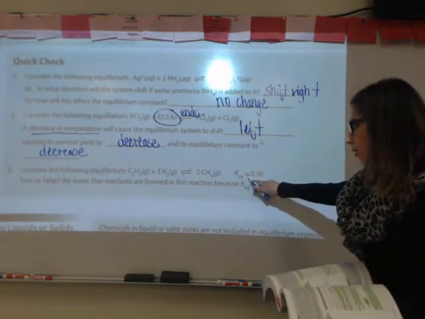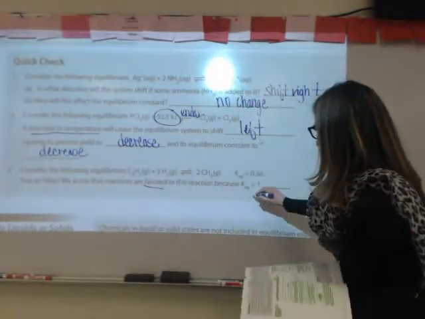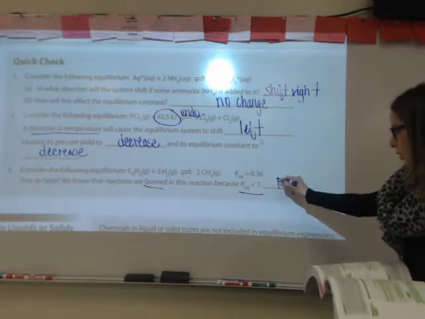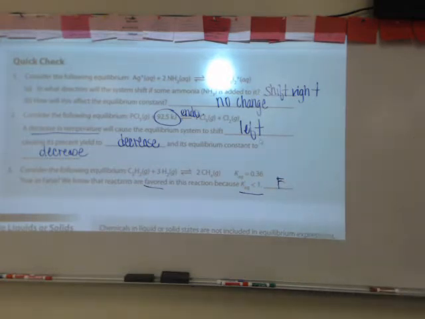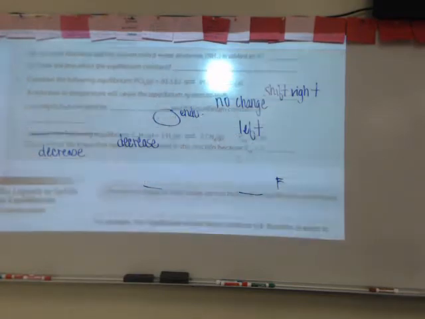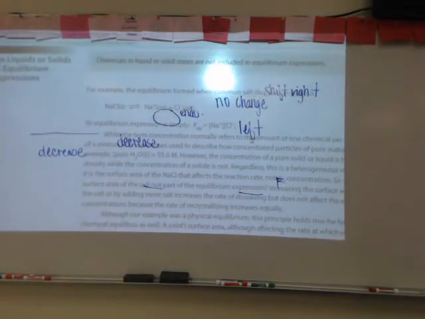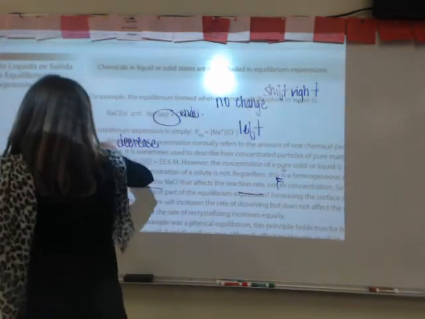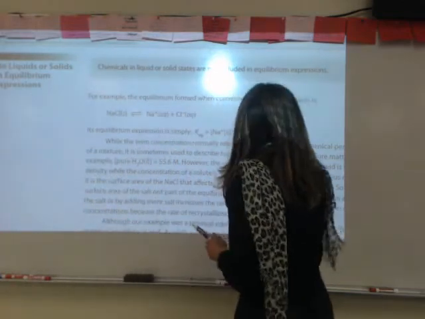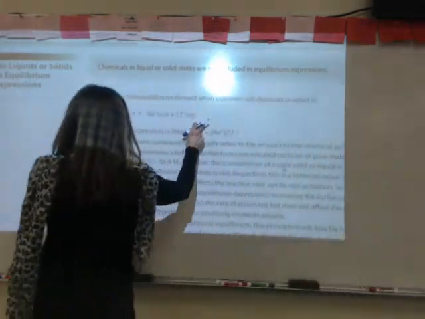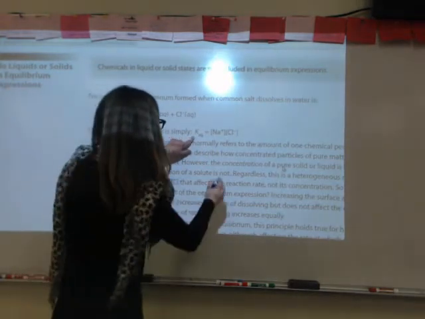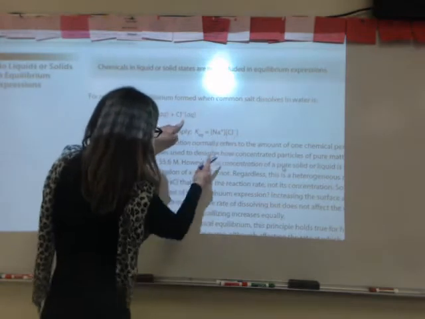True or false? We know that reactants are favored in this reaction because KEQ is less than 1. We don't know that. So this is false. We can't deduce that. If you take a look down here where it says no liquids or solids in equilibrium expression, we do not include anything that has a state of matter as a solid or liquid. So if you're looking at this reaction here, we would exclude NaCl because it's a solid. Your equilibrium expression would be the concentration of sodium ions times the concentration of chloride ions only.